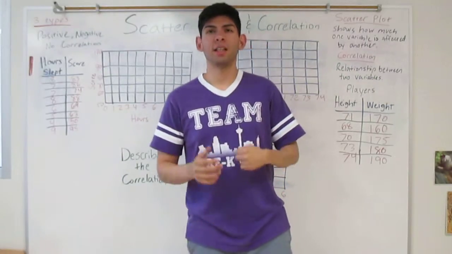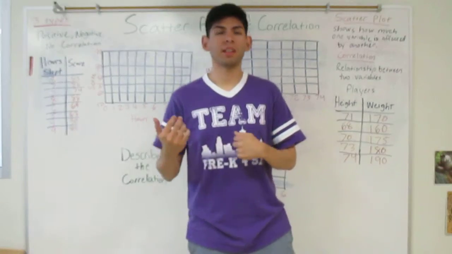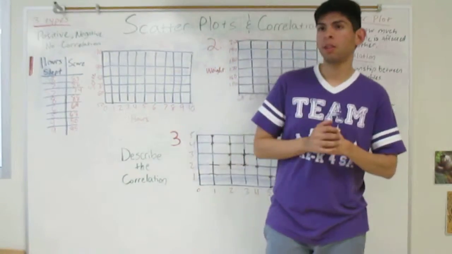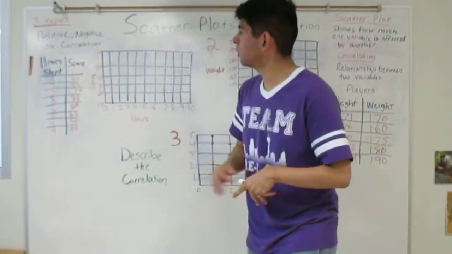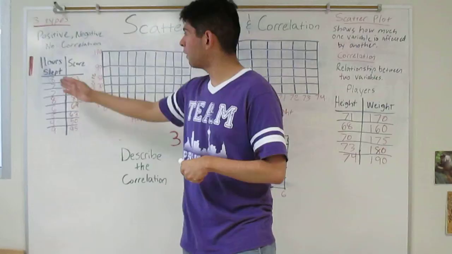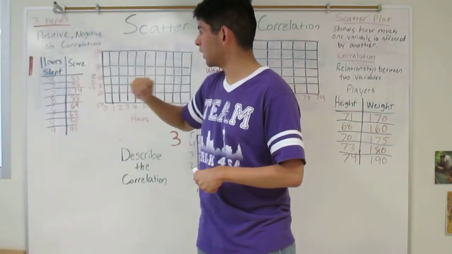Okay, class, time's up. I want you to put all the tables together and we can go over the practice problems you have on the board. Is everyone ready? All right, let's begin. Okay, so problem number one, we have the hours slept on one axis and the test scores.